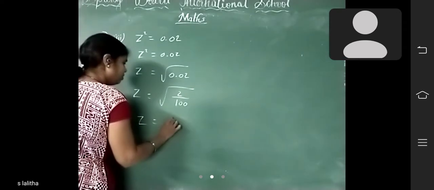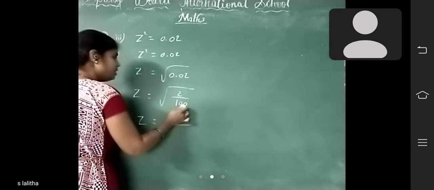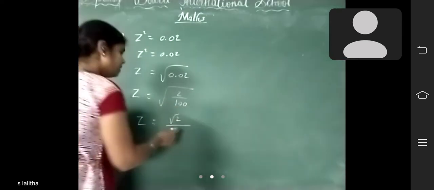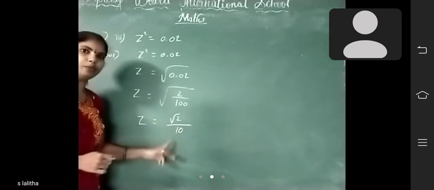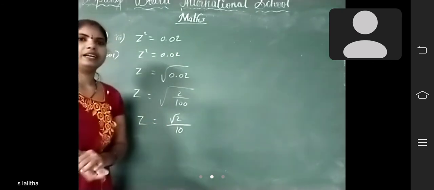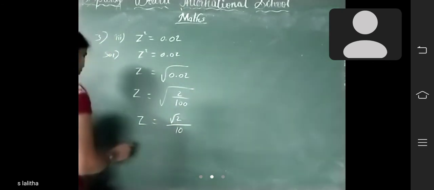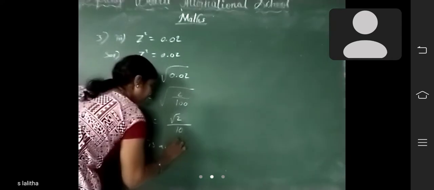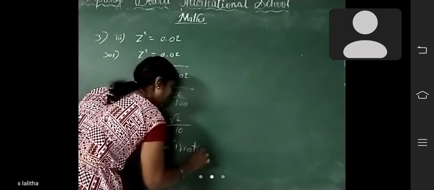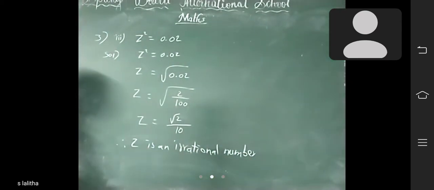So z equal to square root of 2 by 100. What is the square root of 100? 10. But here root 2 is there. Z equal to root 2 by 10. So root 2 is an irrational number. So therefore z is an irrational number.